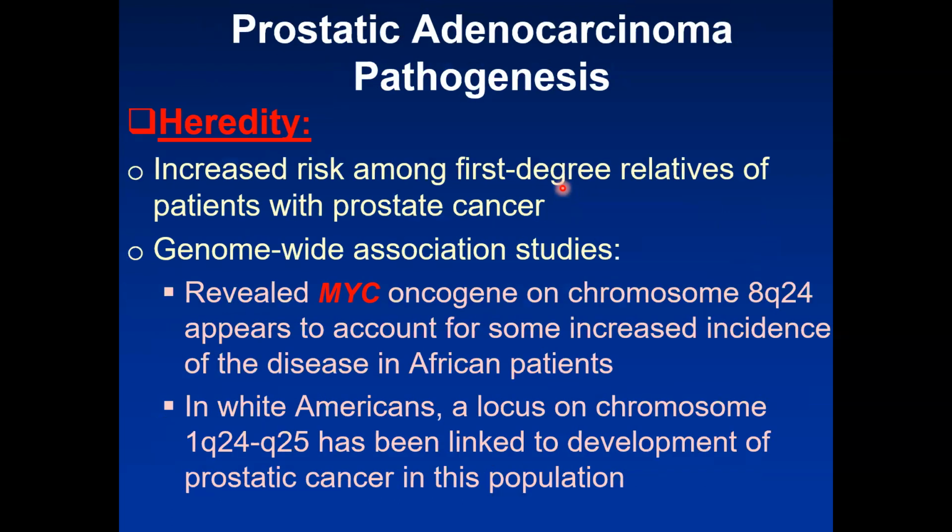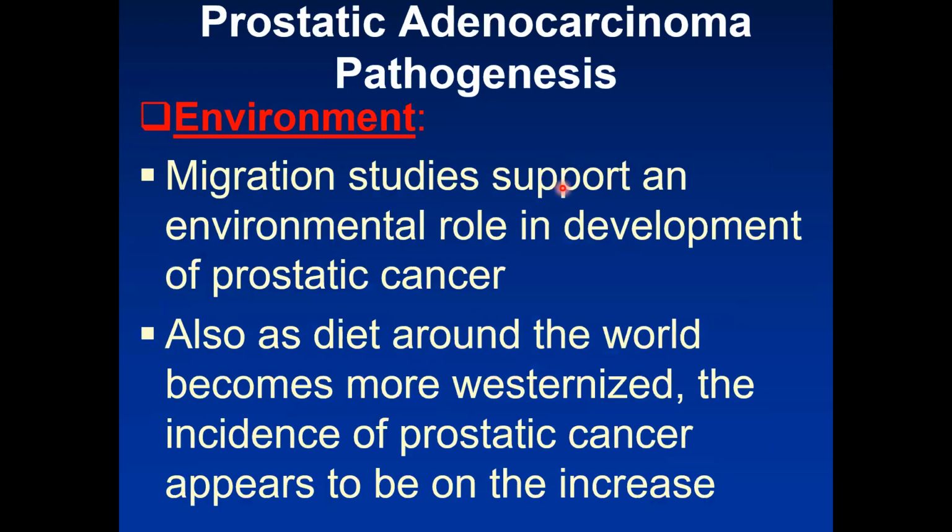All right. So heredity: patients who are first degree relatives of patients who have prostatic adenocarcinoma have a higher chance of developing prostatic adenocarcinoma. It was also found that the MYC oncogene, the proto-oncogene that turns into an oncogene, which is carried on chromosome 8, is related to the increased incidence of prostatic adenocarcinoma in blacks. A similar kind of association was found in a locus on chromosome 1 in the white population, of course at a much lower prevalence of the disease.